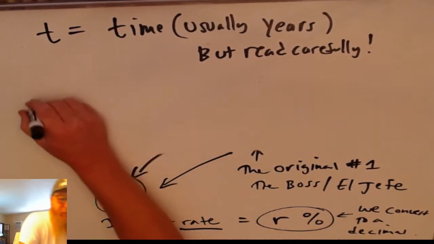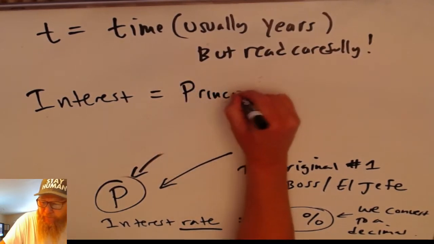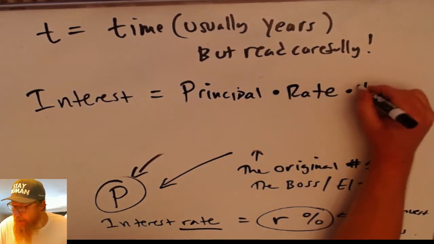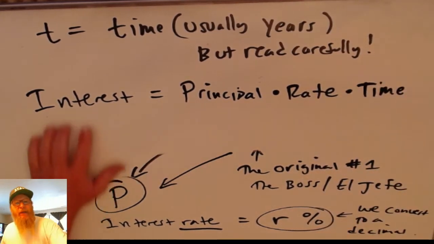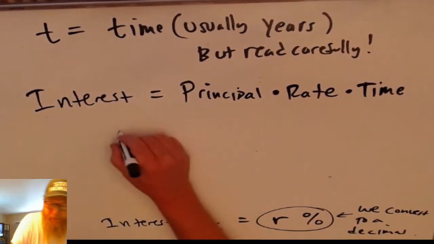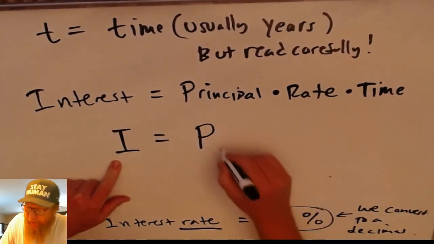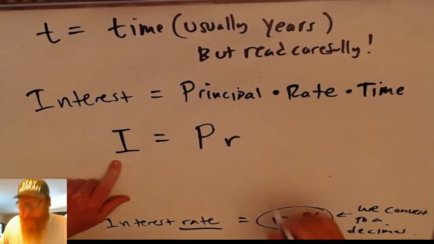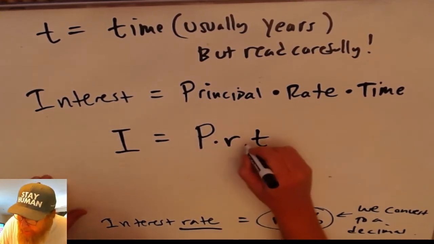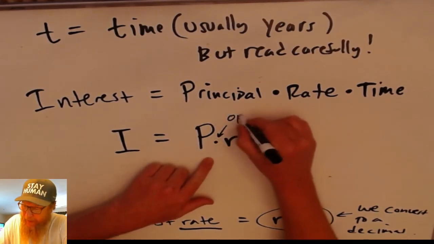And so the general formula is interest is principal multiplied by rate multiplied by time. Interest is principal times rate times time. Algebraically, we'll use the variable I for interest, P for principal, usually a lowercase r for rate, and a lowercase t for time. If you really want to emphasize the multiplication, you can put the dots here, but the dots are optional, as I've been saying for months.